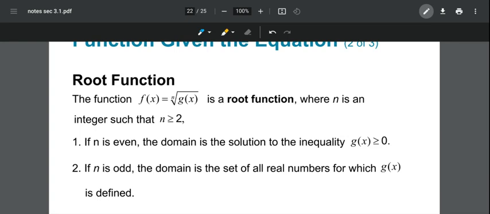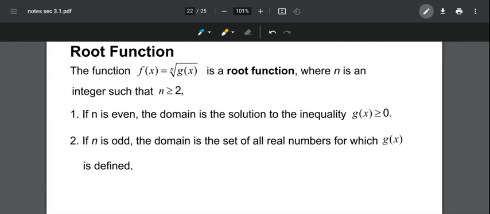When we have root functions with even index, the domain of this function will be the solution of an inequality. You have to give the condition that the expression under the square root is greater than or equal to 0. And when we have a root function with odd index, like 3, 5, and so on, like a cubic root function, for example, the domain of those functions will be the set of all real numbers.